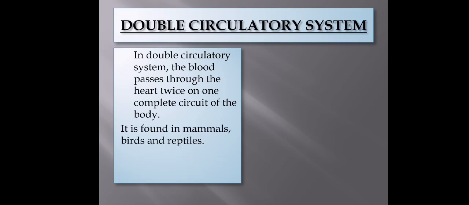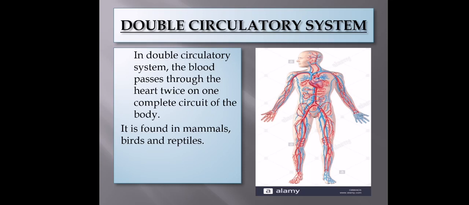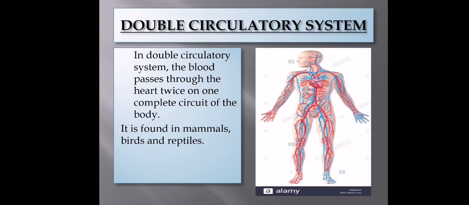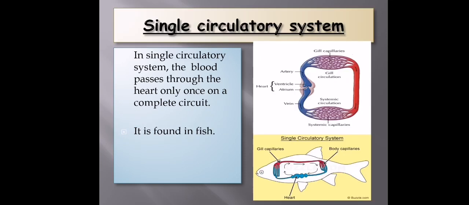In this, blood passes through the heart twice on one complete circuit of the body. The blood passes through the heart twice on one complete circuit because the heart in these animals is four-chambered. That is, one, it enters the heart from the body. Second, it enters the heart from the lungs. Whereas single circulatory system is opposite, because in this system the blood passes through the heart only once on a complete circuit, and it is found in fish.